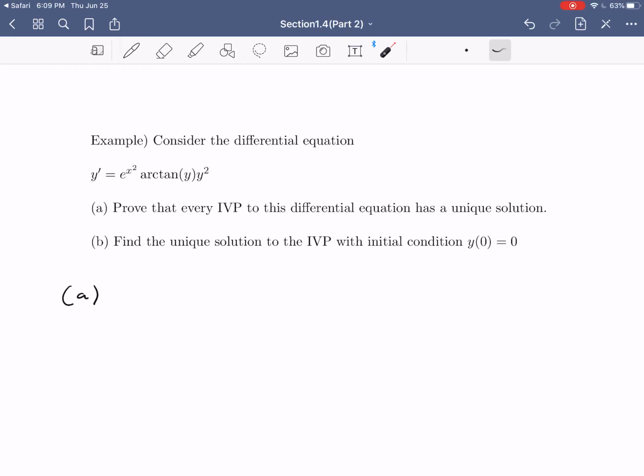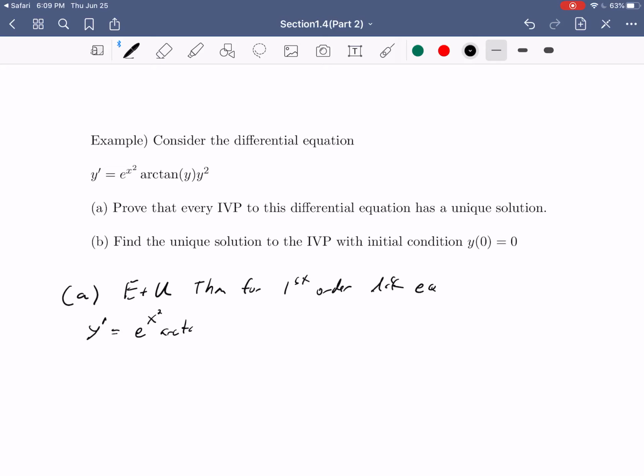We also have an existence and uniqueness theorem, though, for first orders. And this is first order, so we can try that. So we're going to try the existence and uniqueness theorem for first order diffeqs. So this is already in the format y prime equals a function of x and y.